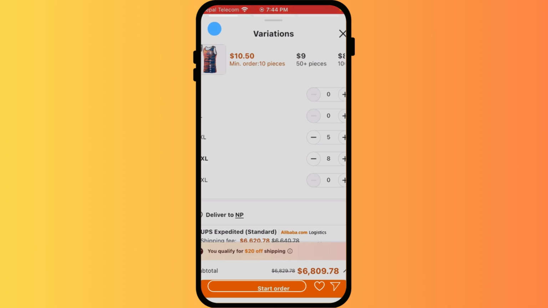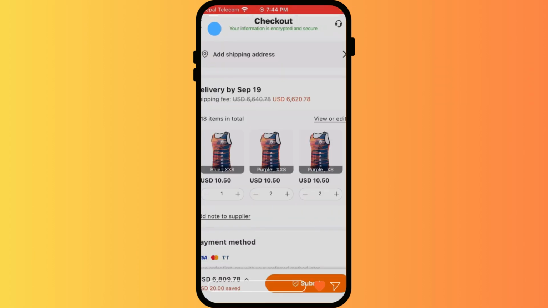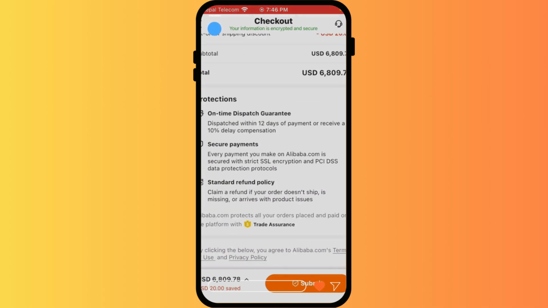To use Trade Assurance, you need to use the Start Order button to place your order. This will create an official order on Alibaba that is protected. If you pay the supplier directly, your order will not be protected, so it's always best to go through the Alibaba system. Finally, you need to go pay for your order on Alibaba payment page. This ensures your payment is protected and you're eligible for Trade Assurance.